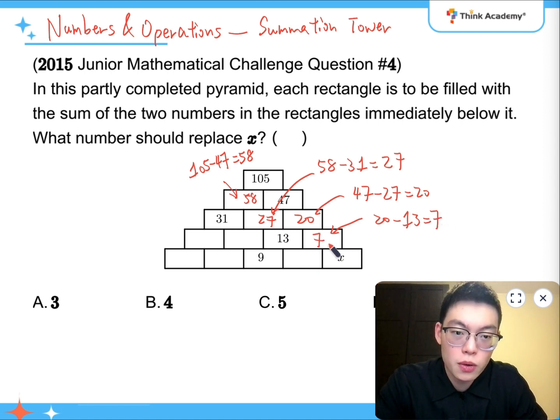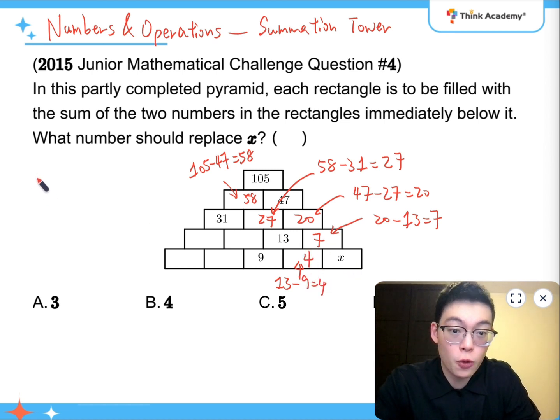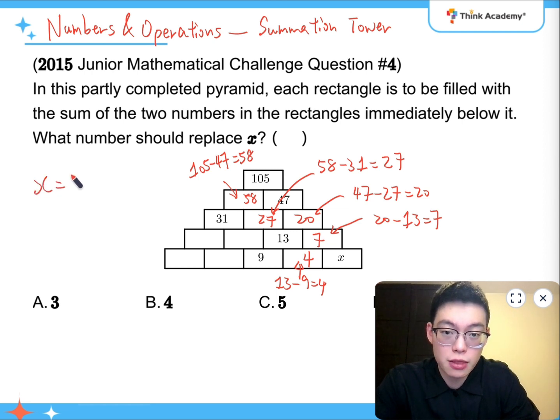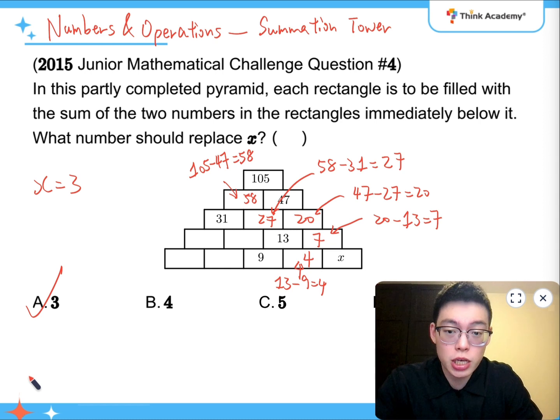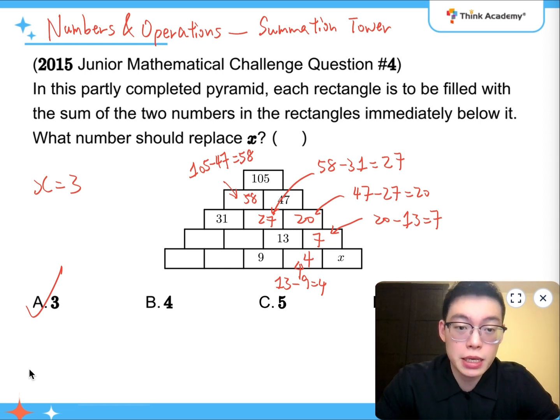And now we know that x and this box makes 7 altogether. So we just need to find the value of this box, which is 13 take away 9, that is 4. So now finally we know that x adding 4 is 7, which means that x is 3, right? 7 take away 4, that's 3. So the answer is going to be 3.